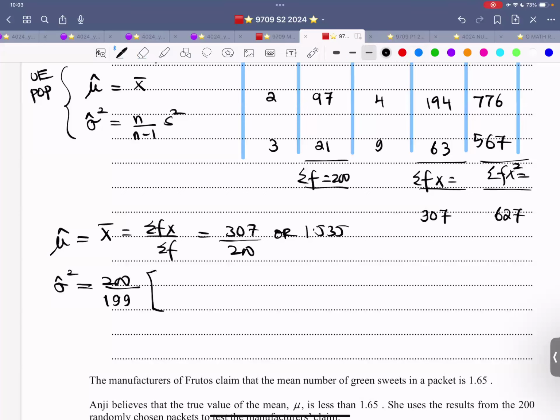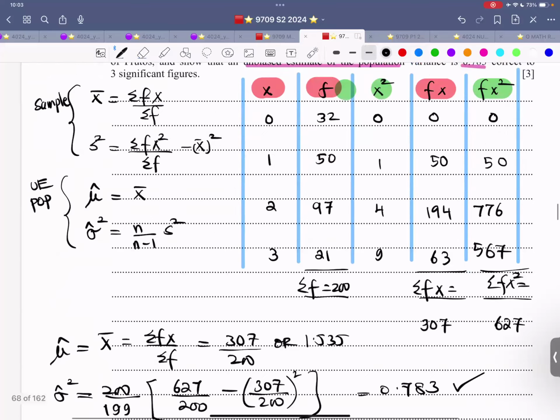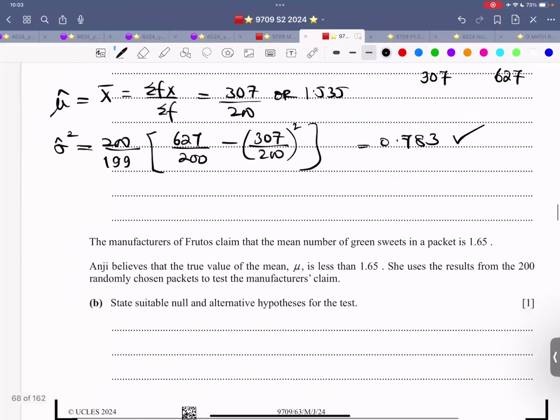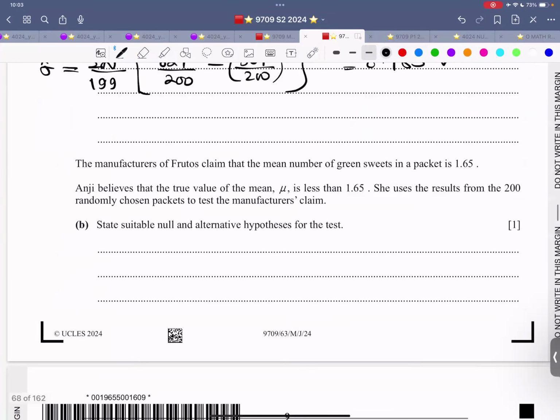Got it? This is sigma Fx squared, which is how much? Which is 627 over 200 minus 307 over 200 squared. Use a calculator, and this comes out to be 0.783. So that is the answer for this particular part. Now the real part starts.